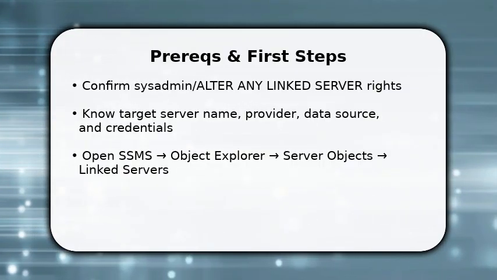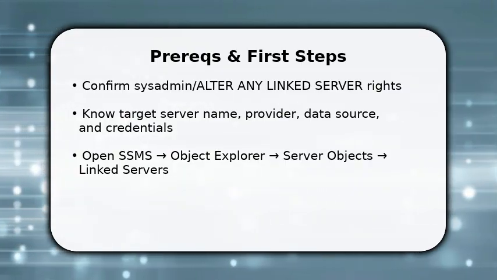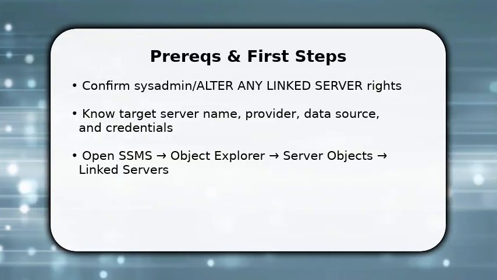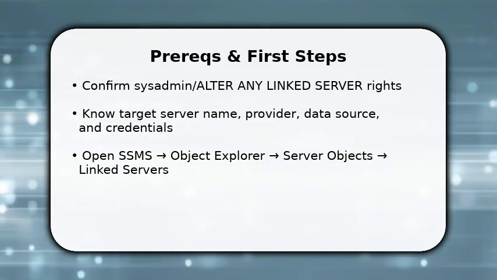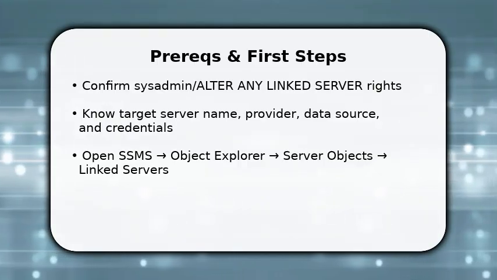Then navigate to Server Objects and right-click Linked Servers to choose New Linked Server. Make sure to pick the correct provider for your target database type and enter the remote server name. This first move establishes the connection template you will refine next.